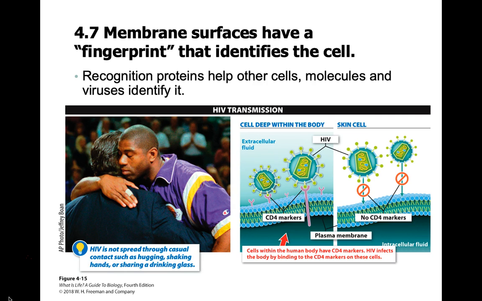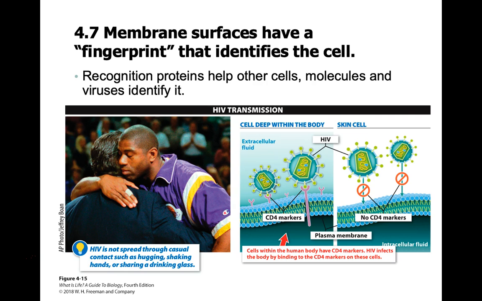So the HIV virus will identify this CD4 marker, and when it does that, it knows that it's infecting the correct type of cell. If the HIV virus is flowing through the system and a cell doesn't have those CD4 markers, it can't infect them. So these cell markers can actually also cause problems as well. If it's your immune system being attacked by a virus, obviously that's a problem, but your immune system will then be activated in response to the viral infection.